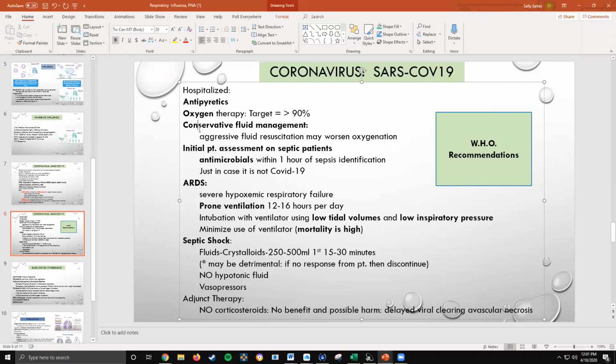So normally, if we have someone in ARDS, or if they're in septic shock, what we're going to do is we're going to flood them with fluids, like so many fluids. We're going to give them like 3 to 6 liters, maybe. Okay, and it's weight based. And so what they're finding with COVID is that the aggressive fluid resuscitation actually worsens the oxygenation.